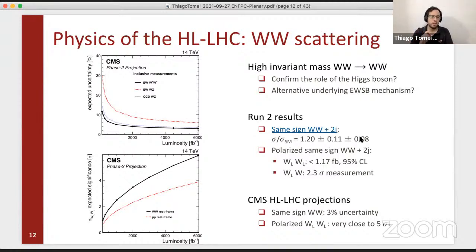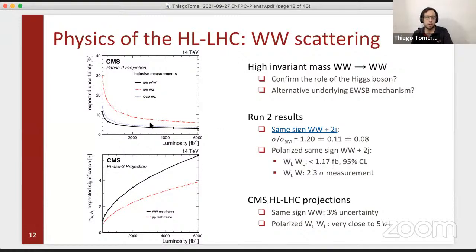But the key thing is that these are the completely inclusive WW measurements. If you go into the polarized same-sign, which is what is really important for the electroweak symmetry breaking understanding, we didn't measure it yet, and we will not measure it with just the data that we'll take in the regular LHC. The doubly polarized one, we know that it's less than 1.17 femtobarn with 95% confidence level, and the singly polarized one, we have something like a 2.3 sigma. It's not even evidence yet.